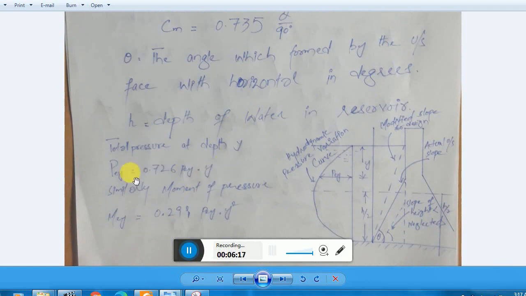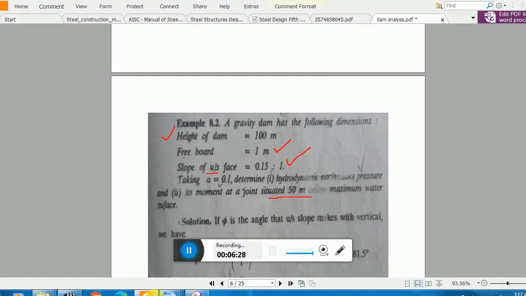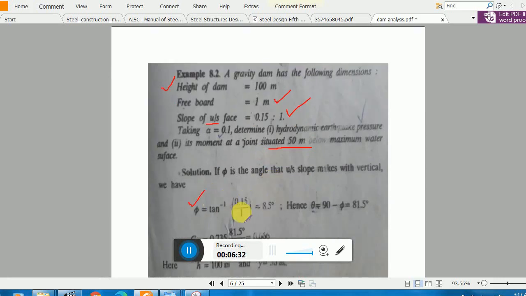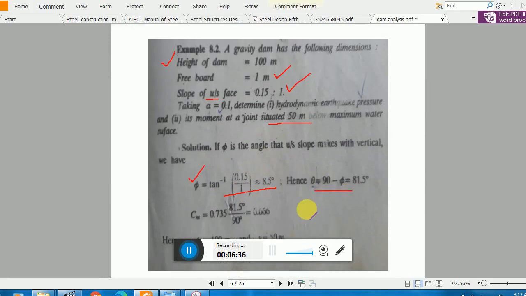You got your Pey, that is the total pressure at the depth Y, and your moment, that is 0.299 Pey dot Y square. Okay, you got that value. Let me show you the rest of the calculation. Okay, here they calculate the pi value. You see here that is at 0.5 degree. They determine theta, clear. They determine Cm, that is 0.66, clear.